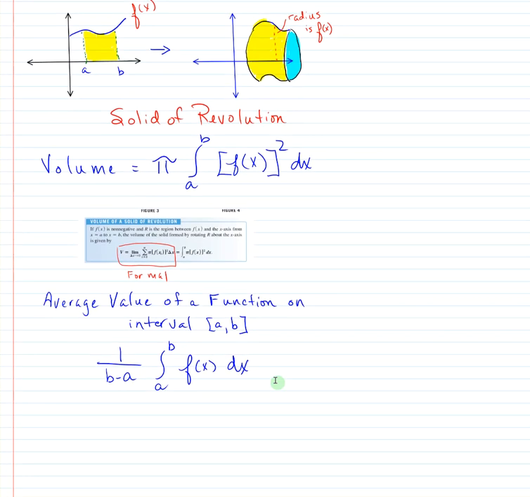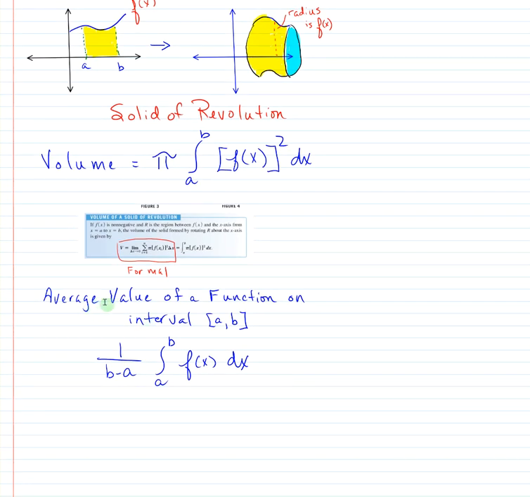the other formula is the average value of a function on an interval from a to b. And the only thing different, we take the integral from a to b of f of x dx, so it's just a regular integral, but on the outside of the integral, we're doing the average. So we're doing 1 divided by b minus a. So it's just a calculation. So let's go look at our problems and see what we've got.